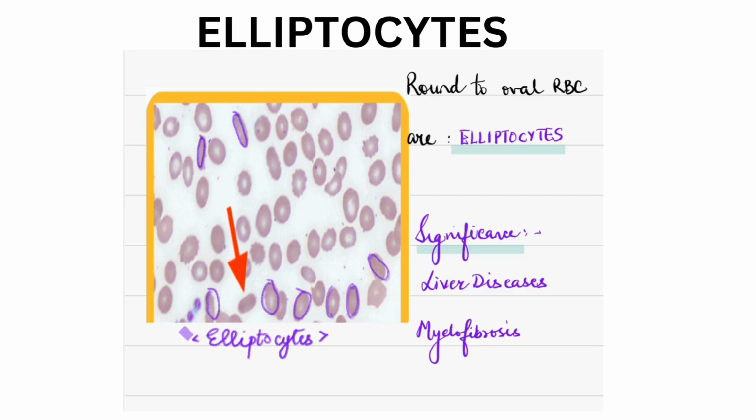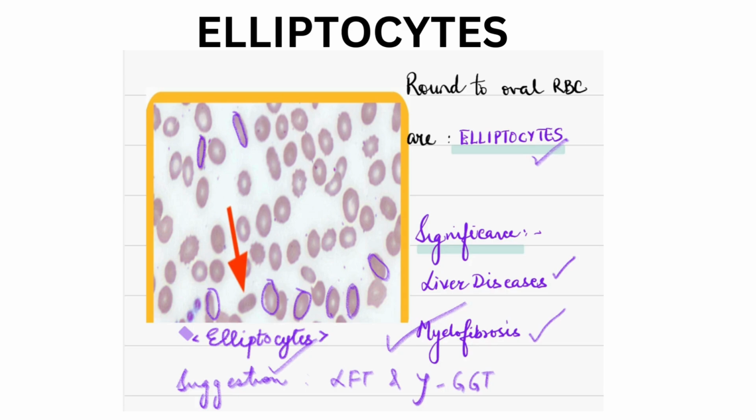Yeah. So these oval shaped RBCs are called elliptocytes. Now, the significance is when a patient has some liver disease, or a condition called myelofibrosis. In both cases, in suggestions, if you see a fair amount of elliptocytes, you can definitely go for LFT and gamma GGT.